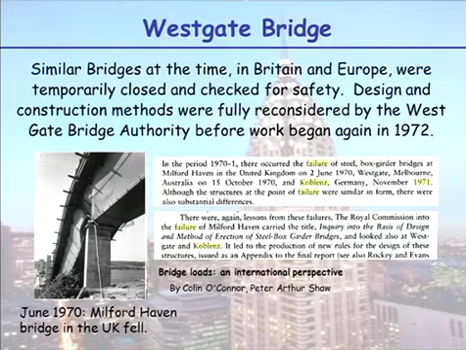So in 1970-71 there occurred the failure of steel box girder bridges at Milford Haven in the United Kingdom, the Westgate Melbourne in October 1970, and Koblenz, Germany in November 1971. So should we stop showing initiative? No, but sometimes failure occurs, so we have to be very, very careful in all new design.